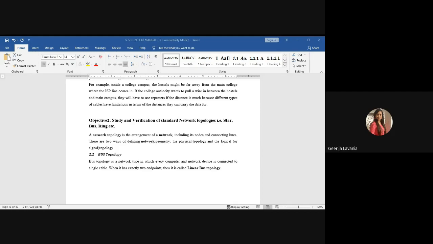We already taught about the devices we use in the NP lab. Now come to the second experiment. Objective two: study and verification of standard network topology like star, ring, and bus. This is the second experiment of the NP lab.